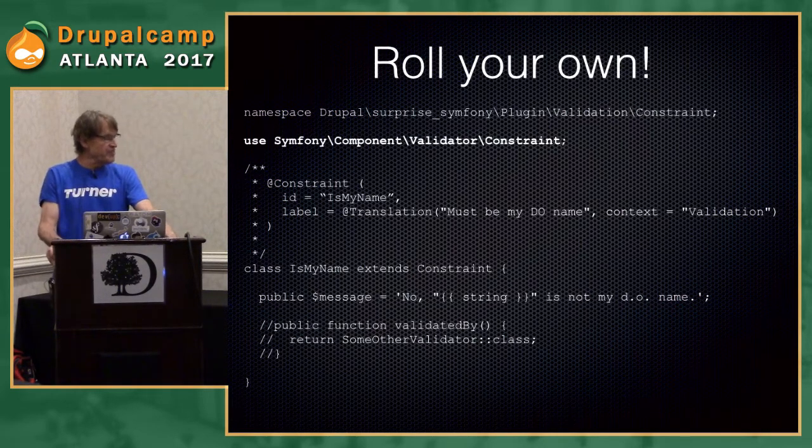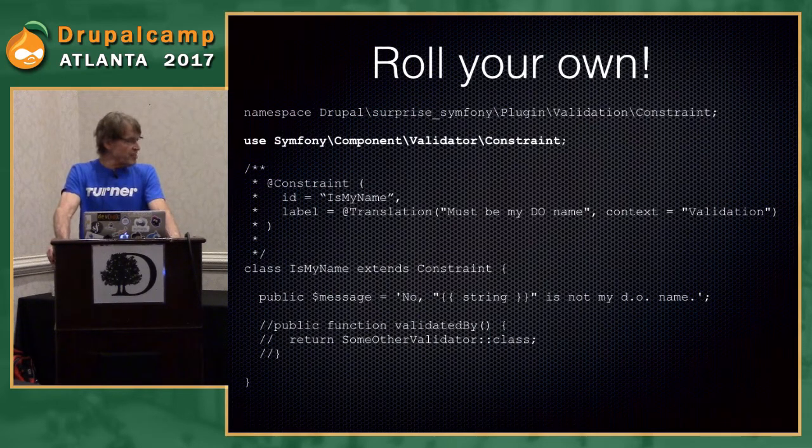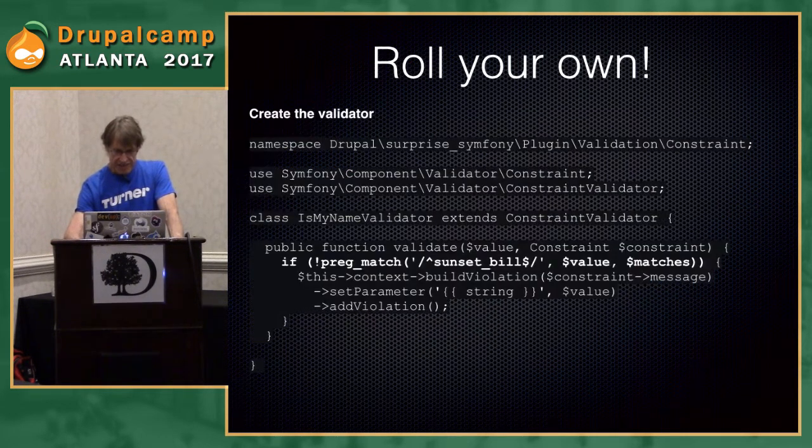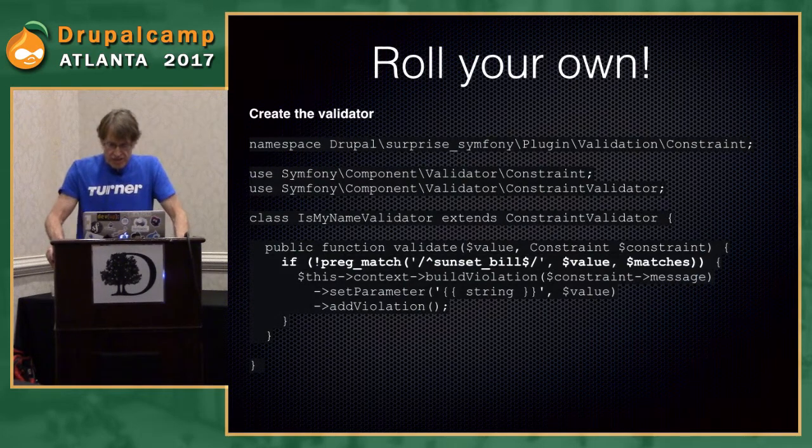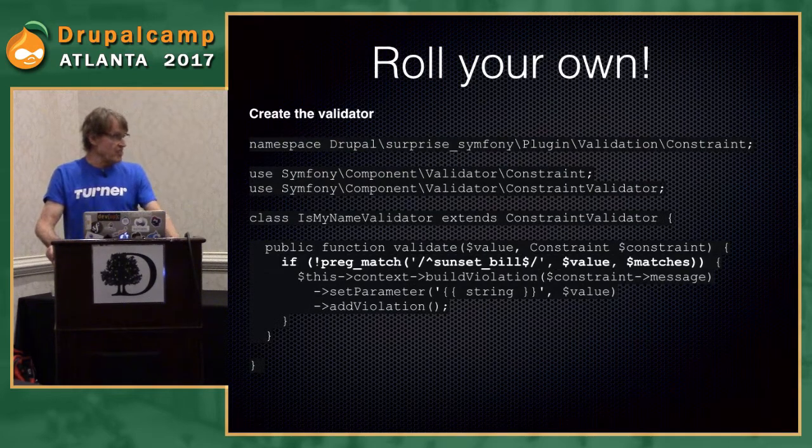A constraint also needs a validator. That's what this validated by method is down here. If you want to specify the class that's going to validate your constraint, you can specify it here. By default, Symfony is going to look for a validator that's the name of your constraint with validator on the end, and that's what I've done here. So you extend the constraint validator class and then provide a validate method that has the logic that checks the value that's coming in. If it doesn't pass that logic, then it adds a violation that you can catch later on, and then it will display the message that we saw earlier in the constraint.